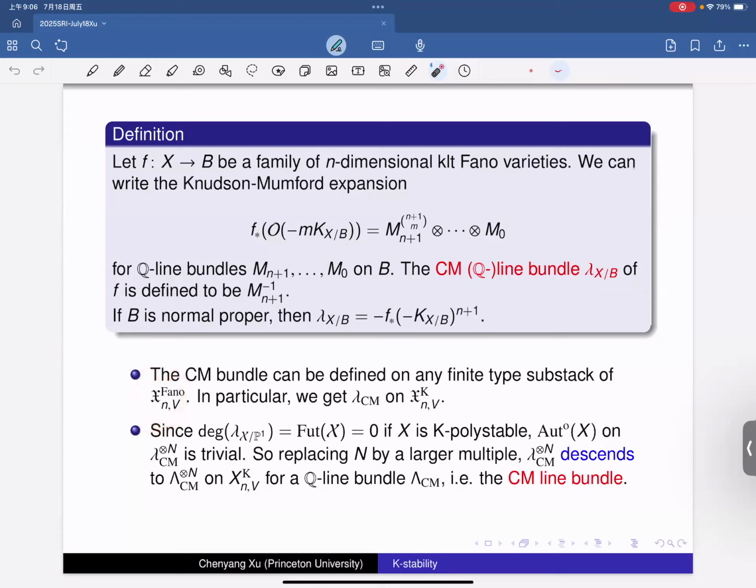The infinite type is because I need the scaling factor to be uniform, and so particularly if I restrict to the open stack, which is the K-semistable one, I get this λ_CM. Then I can further descend this λ_CM to the good moduli space. The reason is that the connected part of the stabilizer group of each point acts on the line bundle trivially. And then you can descend the line bundle.